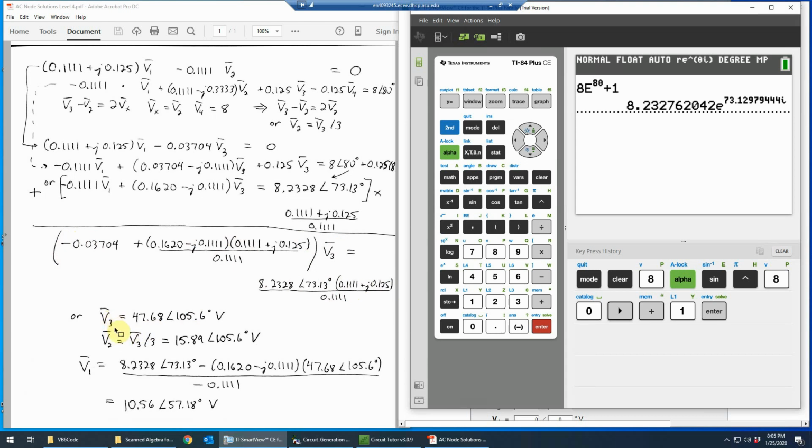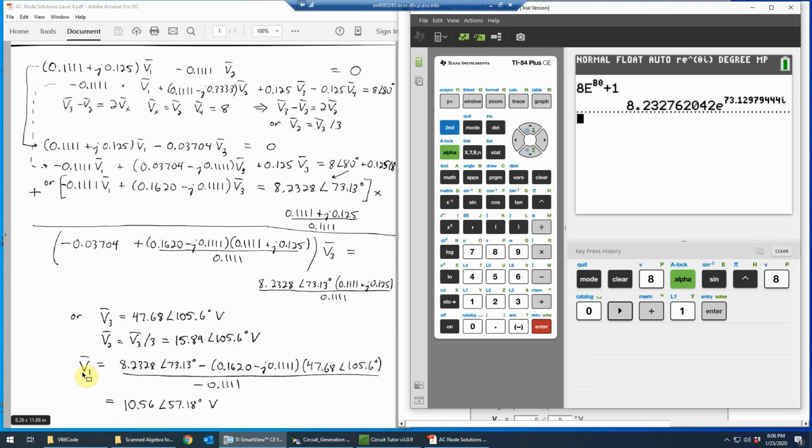And then to find the V2 bar, remember that that was equal to V3 bar divided by 3. And 3 just has an angle of 0 because it's a real number. So that just changes the magnitude only, not the phase angle. And so that gives me 47.68 divided by 3 works out to 15.89, the same phase angle. And of course, these are units of volts.